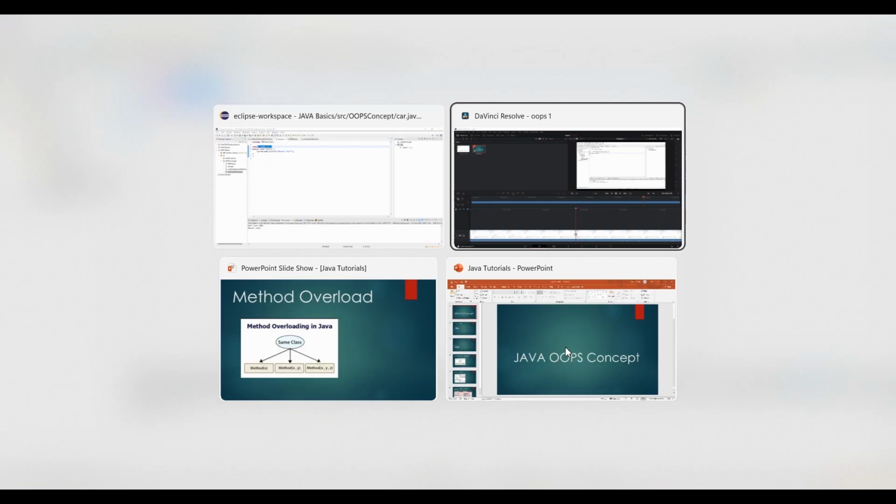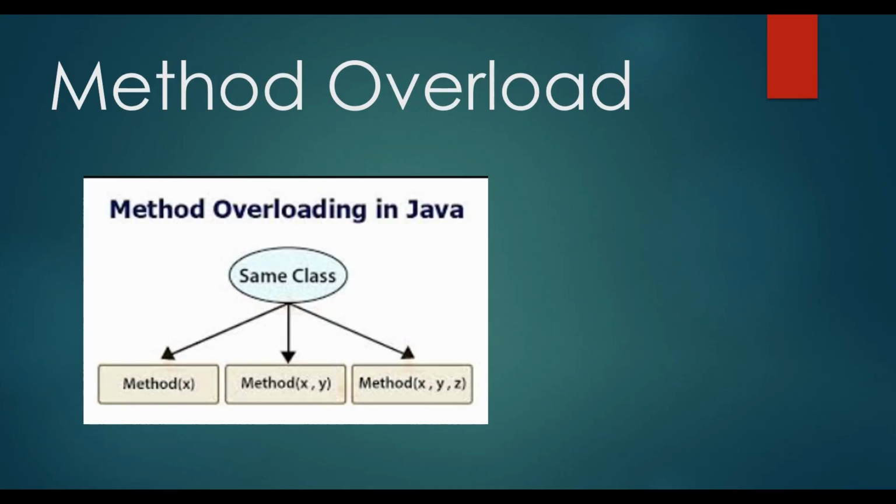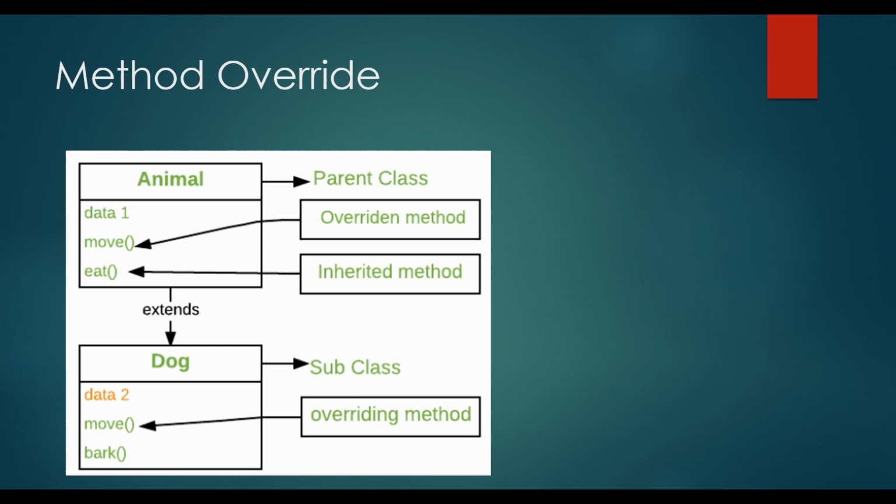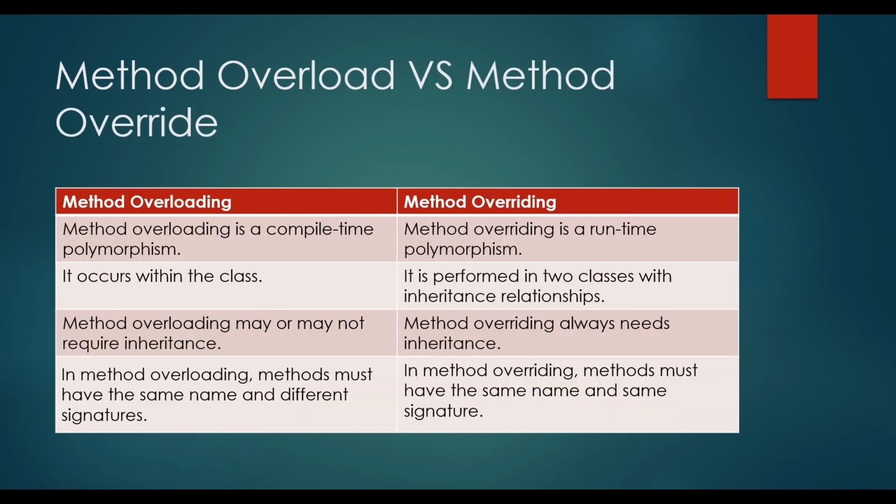Okay, so let's go into our presentation, and here overload and override we have seen. Now this is a famous interview question where you are asked to name some differences between method overload and override. Method overload is also called compile time polymorphism, and method override is also known as runtime polymorphism.